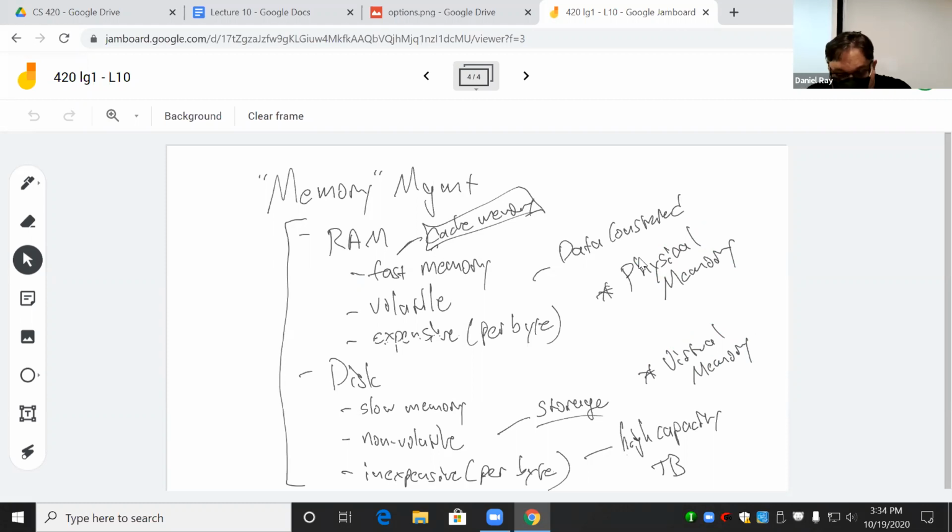Got to remember, physical memory is fast, it's volatile, it's expensive, it's data constrained. But it's close to the CPU. It doesn't take long to read data from that to the CPU. You can be done at the speed required for the CPU to not have to wait on the memory. Not true for the disk, which is where the virtual memory gets stored.